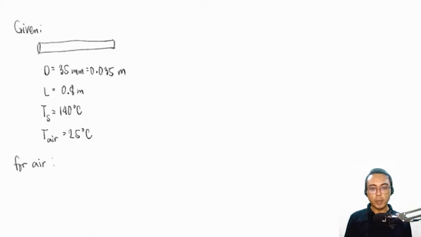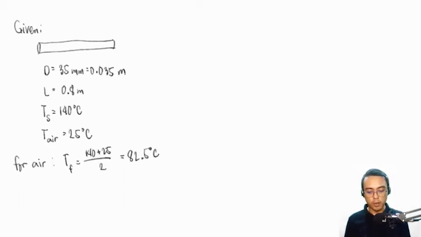In this case, the film temperature will be the average between the surface temperature, 140 degrees Celsius, and the bulk temperature of air, 25 degrees Celsius. So we write the film temperature of air as 140 plus 25 over 2. And that is 82.5 degrees Celsius. Or converting to Kelvin, we have 355.65 Kelvin. Before we proceed to determining the Rayleigh and the Prandtl number, let's first look for the physical properties of air. That's density, viscosity, thermal conductivity, and heat capacity.